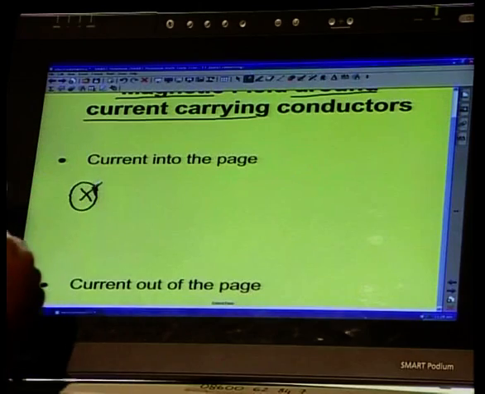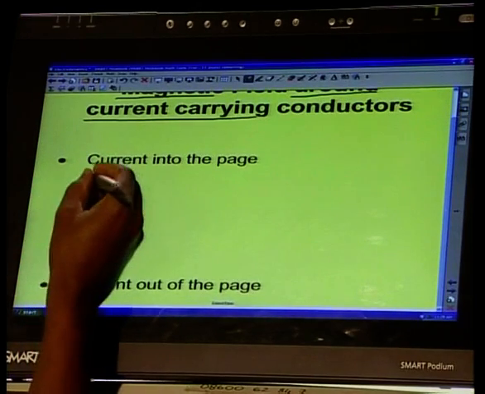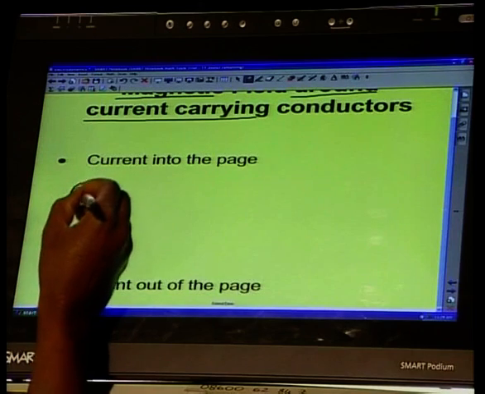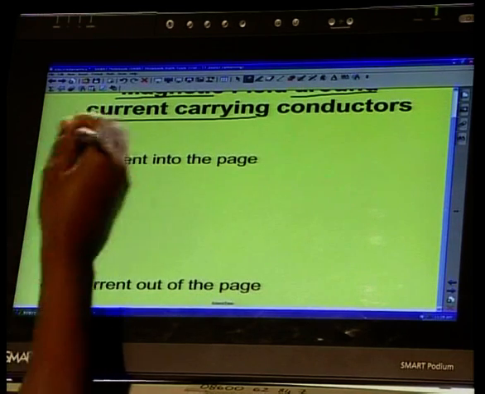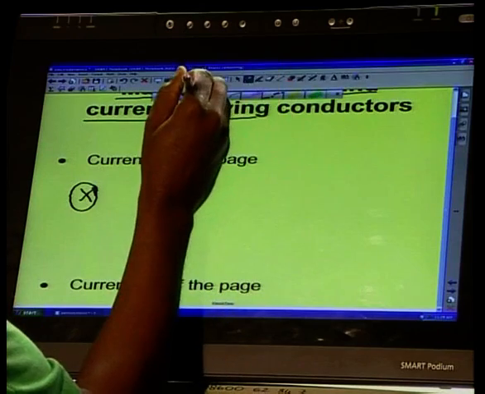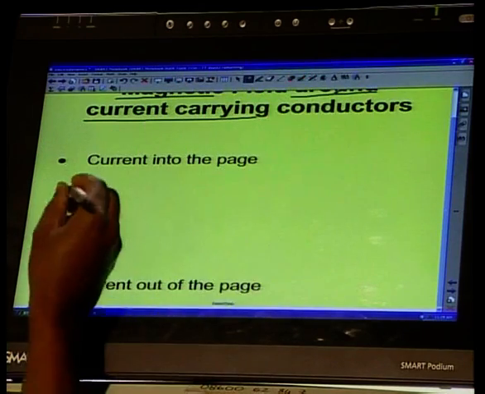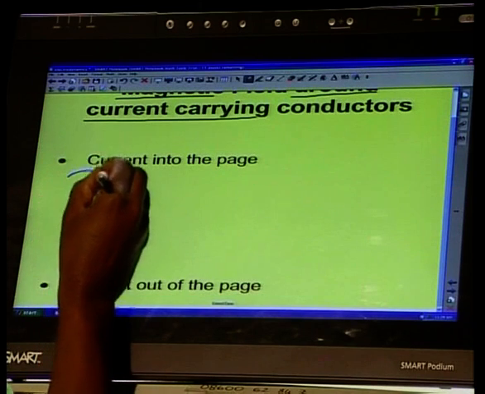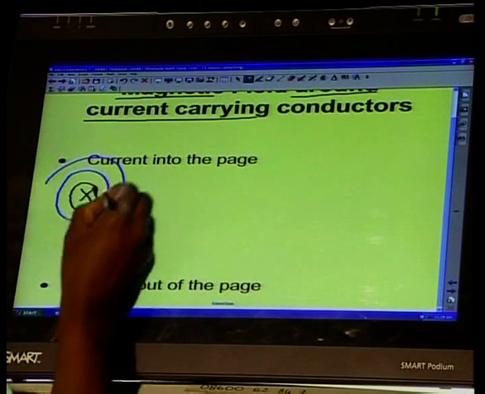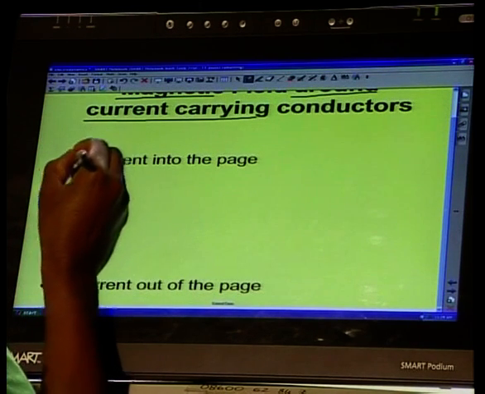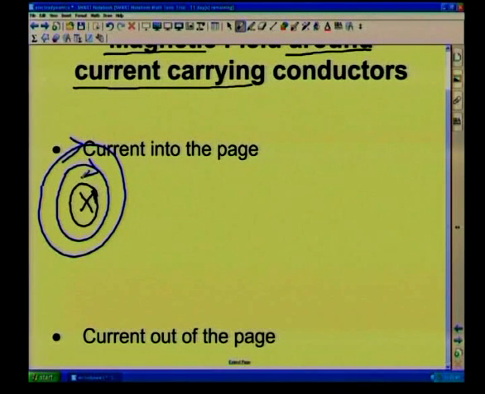So in this case, if it is into the page, you will agree with me that the curled fingers will be in a clockwise direction. So if I then have to indicate the magnetic field around this one, I would have circles like that with the direction in the clockwise direction. The direction of the field is that way. So it is curling in that way.